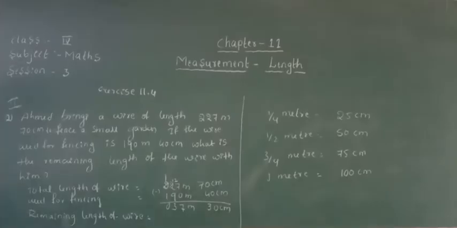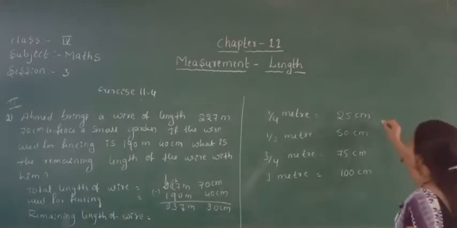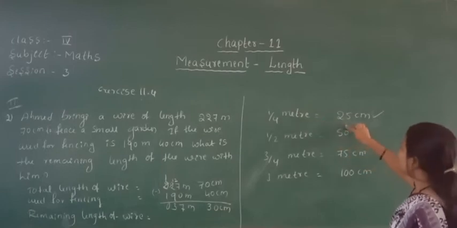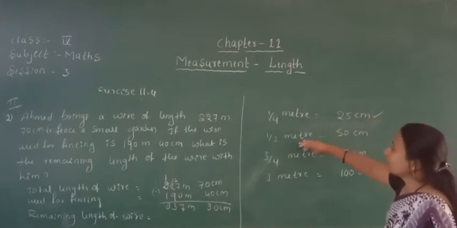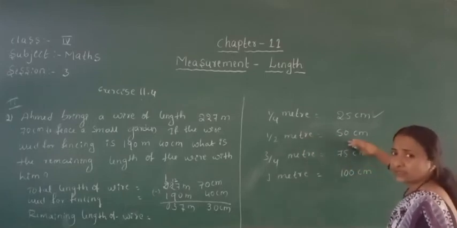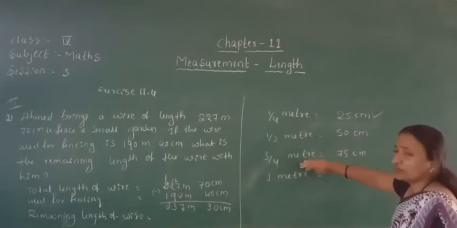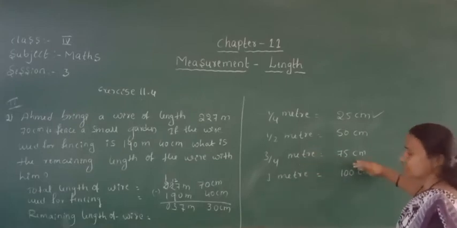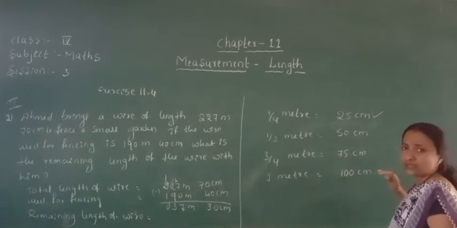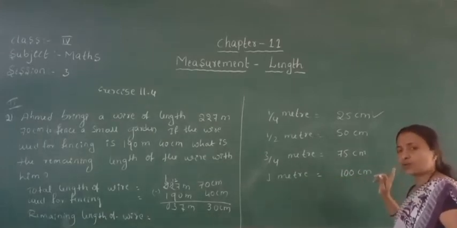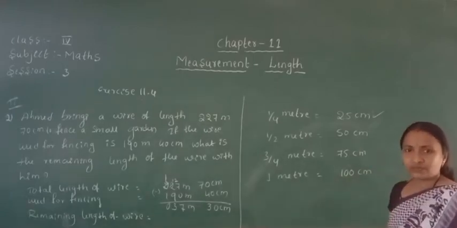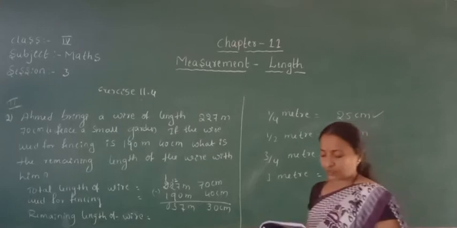Yes, see students, 1/4 meter is 25 centimeter. So 1/2 meter, that is half meter, means 50 centimeter. 3/4 meter, we can call as 75 centimeter. Yes, so 1 meter is equal to 100 centimeters. So 1 meter is equal to how much centimeter? 100 centimeter. Half meter is equal to how much centimeter? 50 centimeter. Yes, so remember that one.